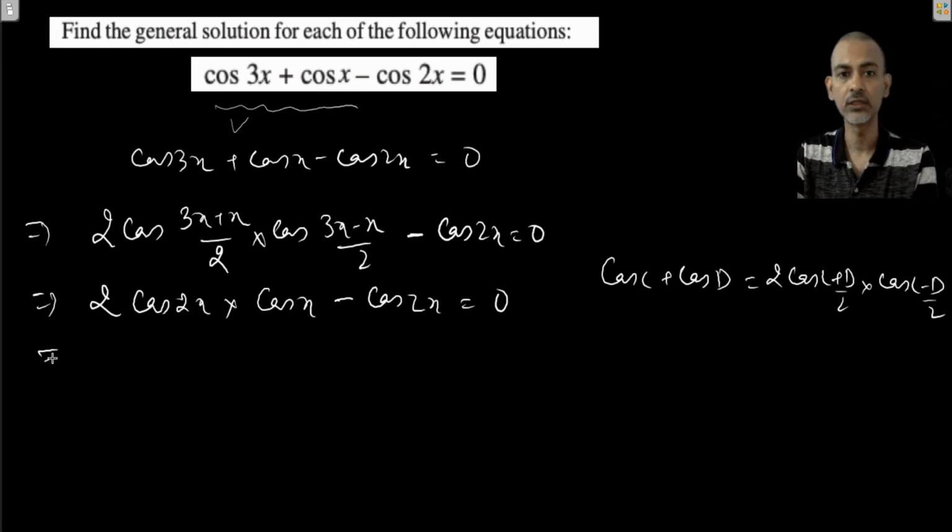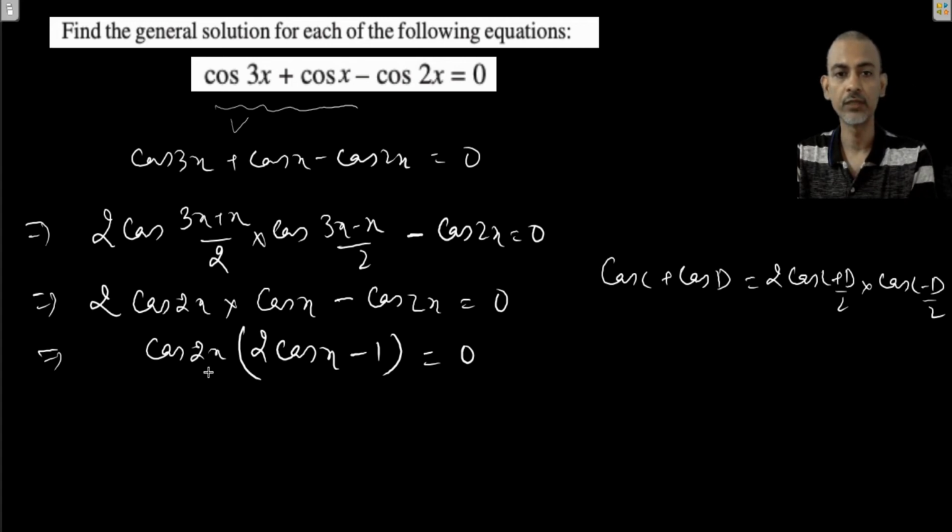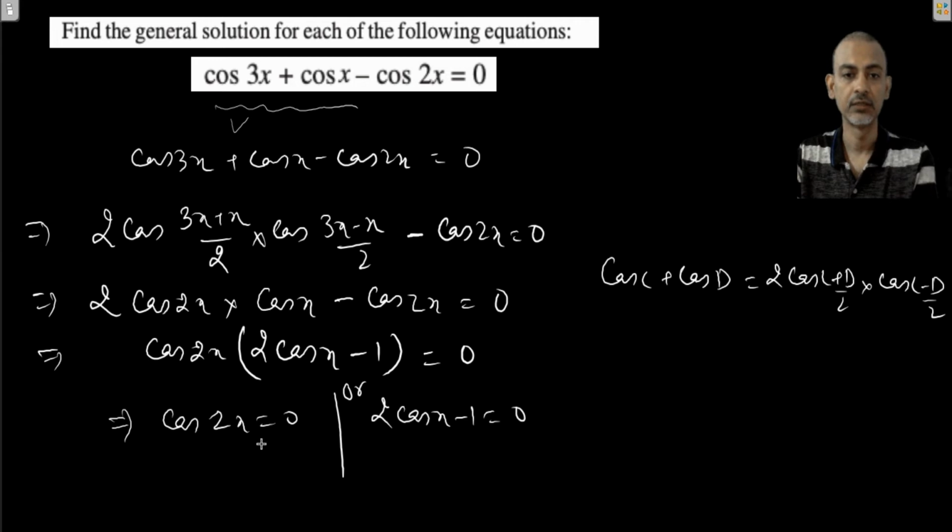So I can just take this cos 2x common. When I take cos 2x common, I'll be left with 2 cos x minus 1 equals 0, right? Now you can see that this is again a product of two things, and we know that when the product of two things is 0, then one of them must be 0. So from here what I can derive is either cos 2x is 0 or 2 cos x minus 1 is 0, right? This or this.